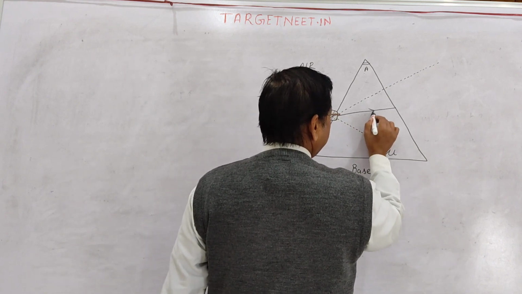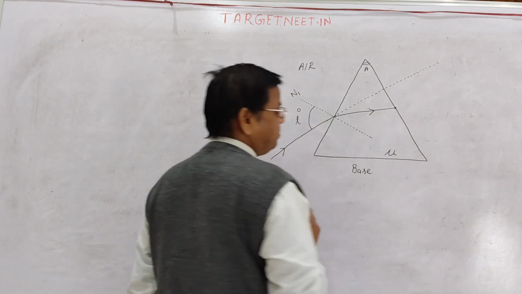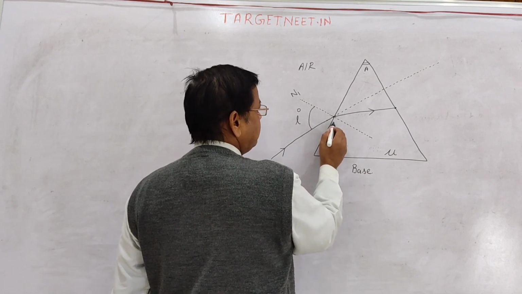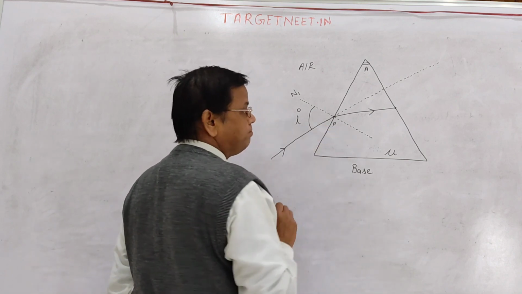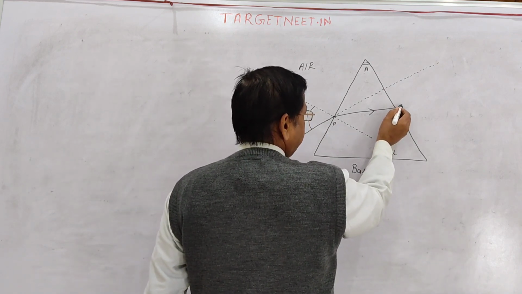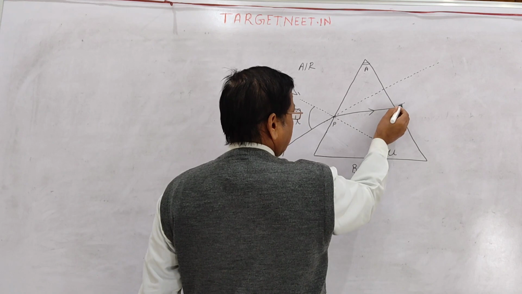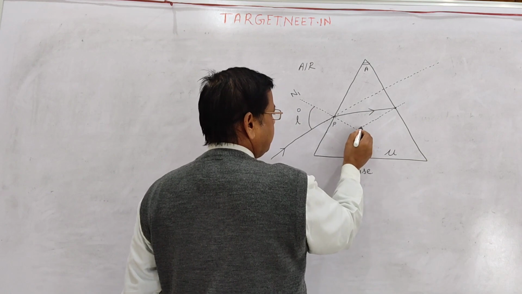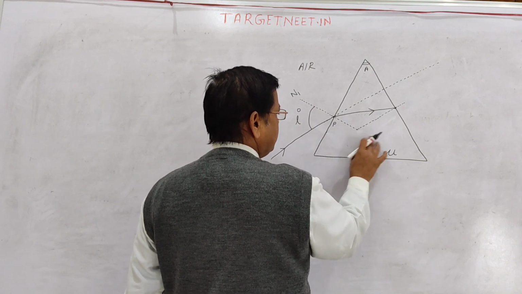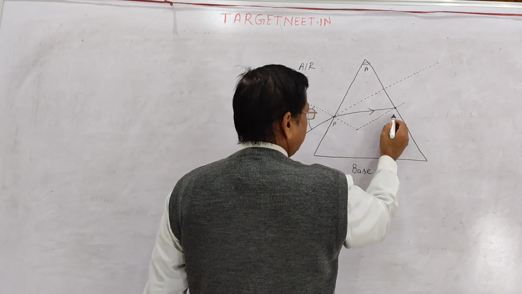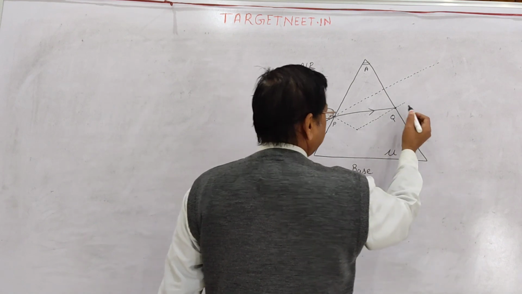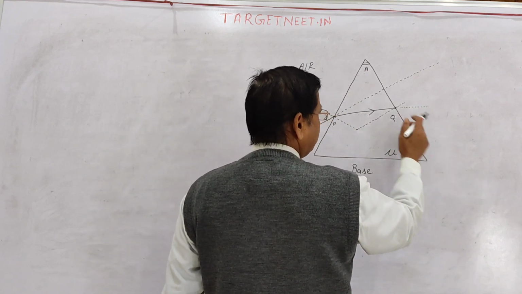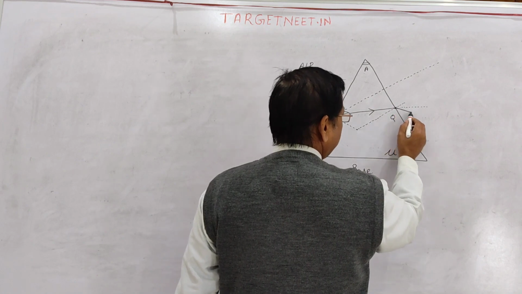Suppose it hits the second refracting surface here. This point, let it be point P. If I draw the normal here, let this be the normal at this point. Extend these two normals. Let these two normals meet here. This point be Q. Now light will not go like this, because it is going from denser to rarer medium, so it will go away from the normal. So it will go like this.